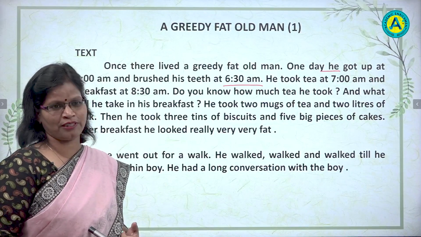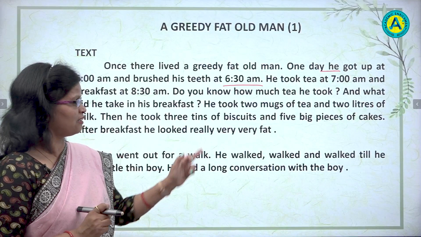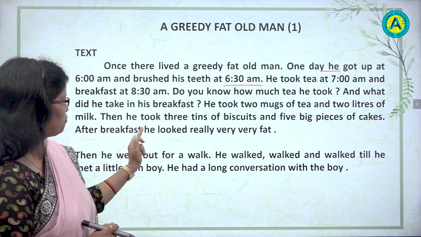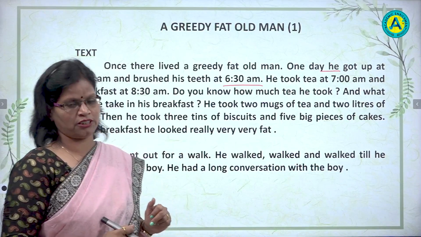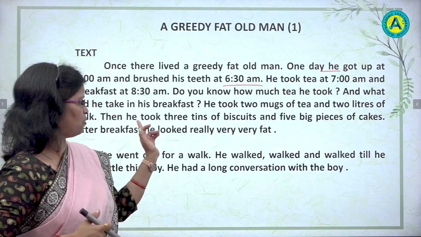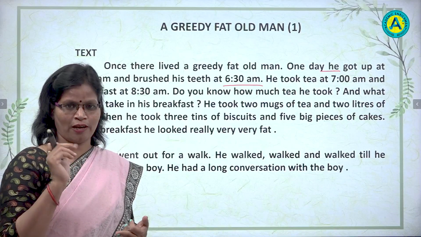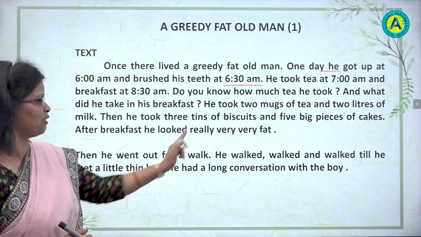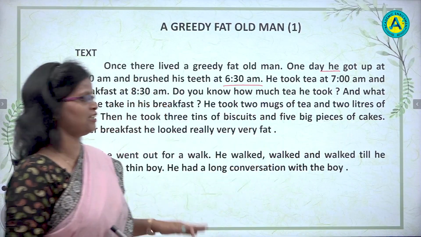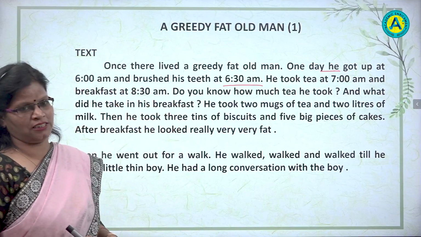Yes, then you must have an idea that generally we take 1 glass of milk, but this old man took 2 liters of milk. Then he took 3 tins of biscuits. Tin means a container, a big container. The old man took tins of biscuits. Now generally we take maximum one packet of biscuits, but this old man took 3 tins of biscuits and 5 big pieces of cake. Such a huge amount. Okay, isn't it? The old man took 5 big pieces of cake.